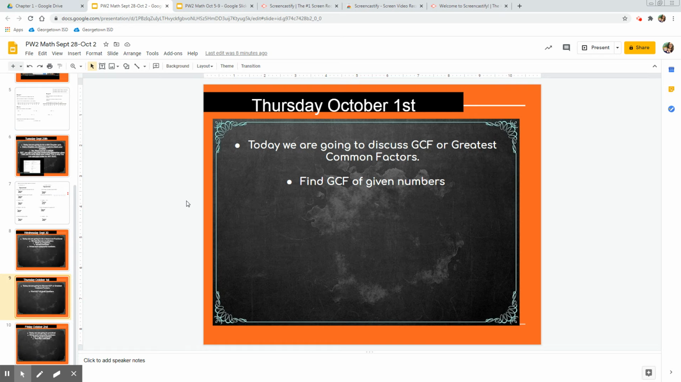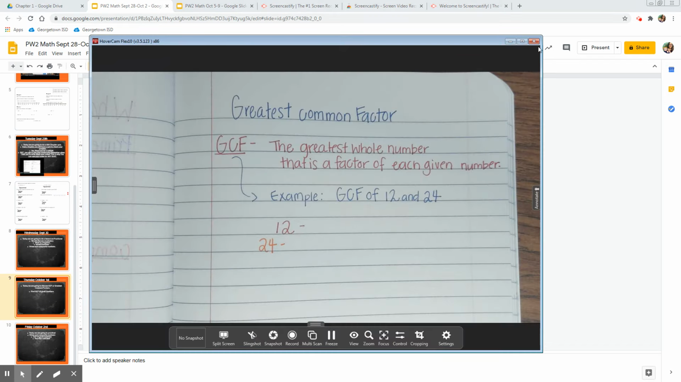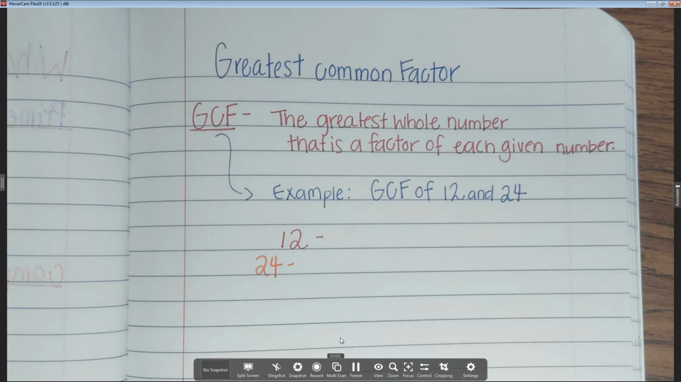Today we're going to look at what greatest common factors are. We're going to give some examples, and then tomorrow you're going to actually practice finding greatest common factors. Okay, so I know it's a little bit note heavy, but I want to make sure you have all the information you need. So we're going to look at the notes for today.